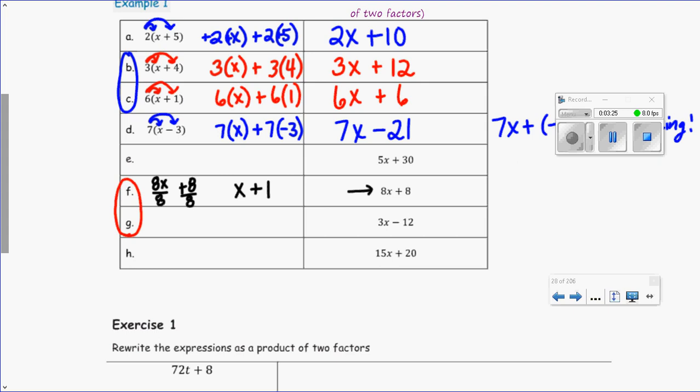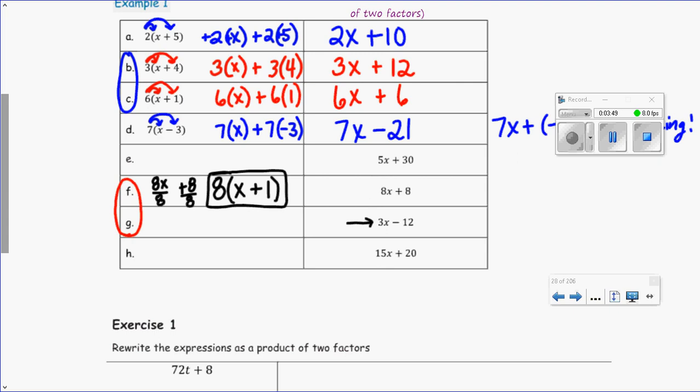I don't want to leave it as x plus 1, though, because I need the outside factor, which is 8, because that's what I divided both of them by. So this is the product of two factors, or the distributive form for 8x plus 8 for this one right here. Okay, let's go ahead and try the one below it, 3x minus 12.